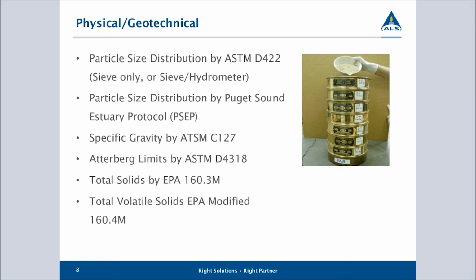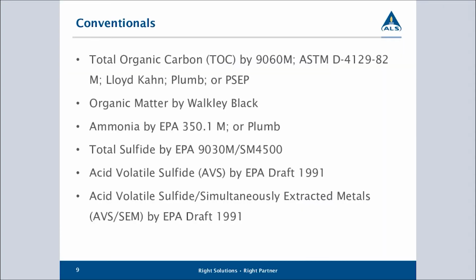Specific gravity, pretty standard. Atterberg limit is a basic measure for the critical water content of fine grained soils. They also look at shrinkage limits, plastic limits, and liquid limits. And then total solids, total volatile solids. Pretty normal standard stuff. Conventionals.